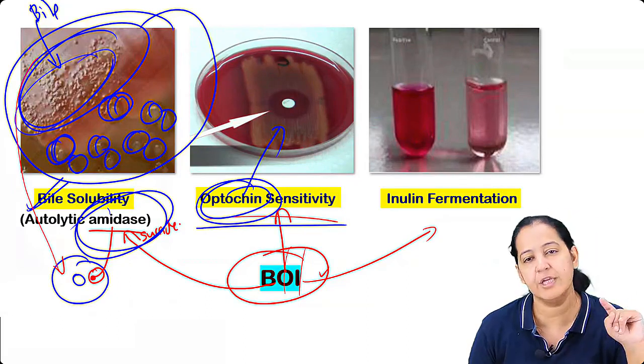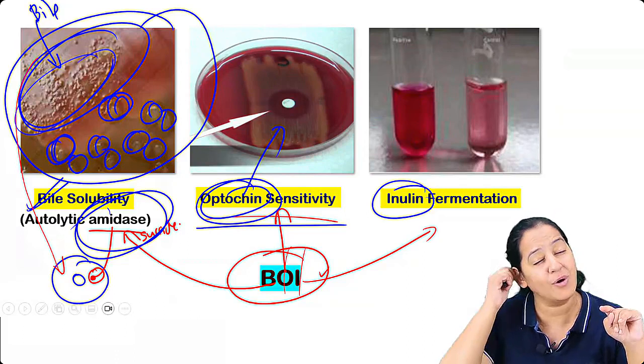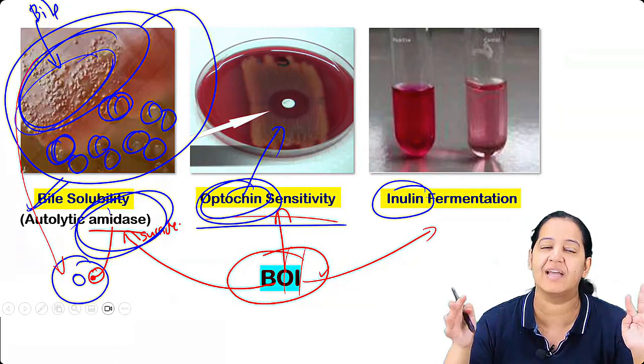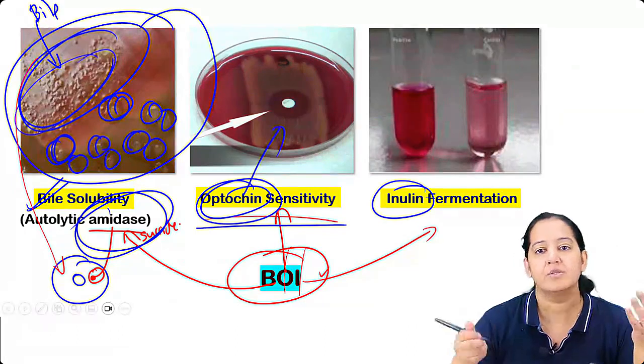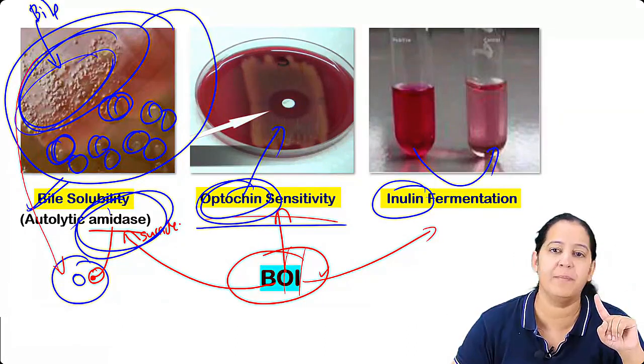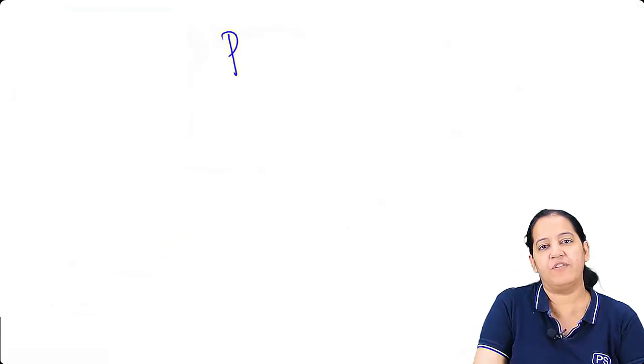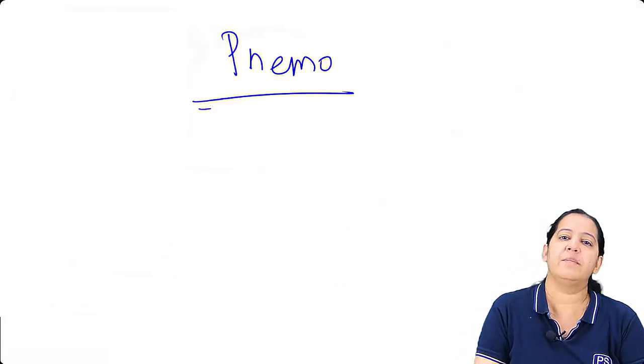And last is inulin. Inulin is a sugar. It's not insulin, it's inulin. It's like glucose, fructose, galactose. It is a sugar, right? So it's a unique sugar which is fermented only by pneumococci. No other bacteria ferment inulin. So tell me the three unique properties of pneumococci.